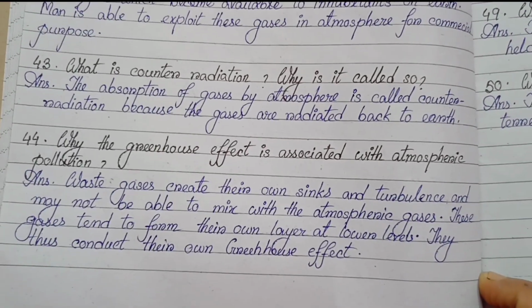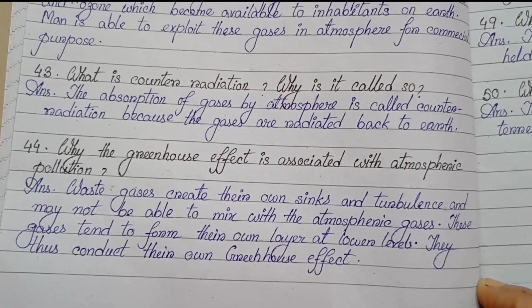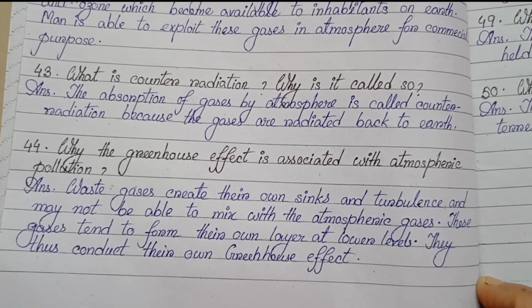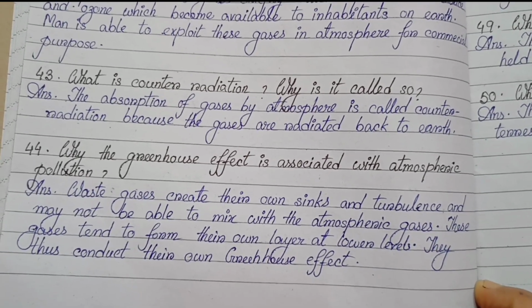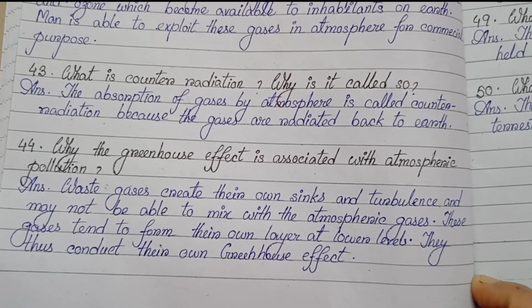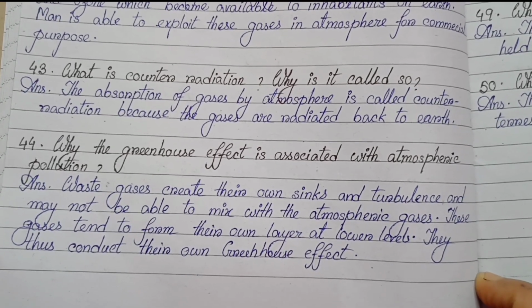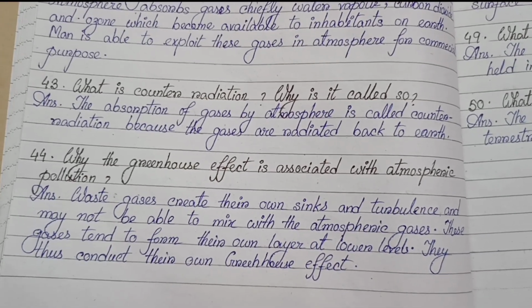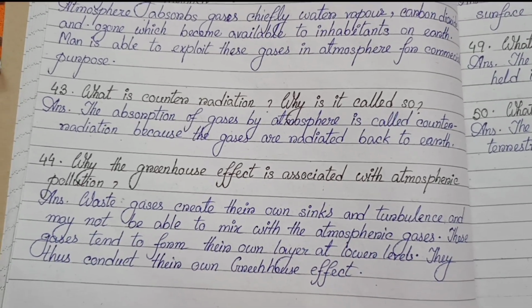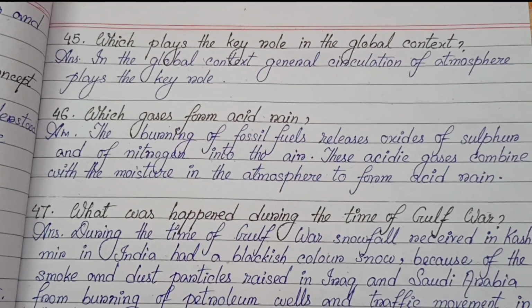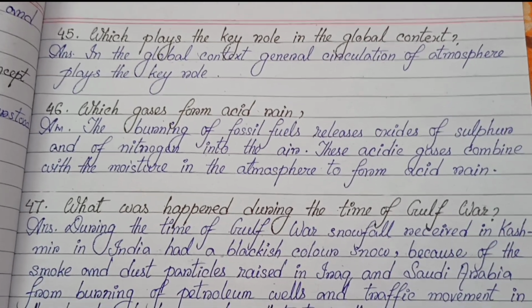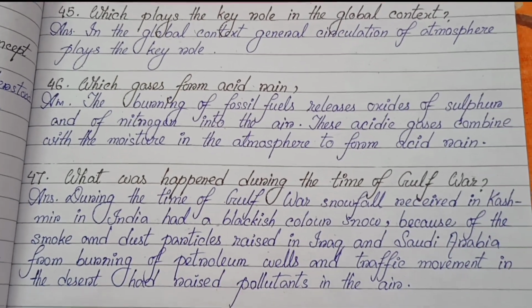Number 44. Why is greenhouse effect associated with atmospheric pollution? Waste gases create their own sinks and turbulence and may not be able to mix with the atmospheric gases. These gases tend to form their own layer at lower levels. They thus conduct their own greenhouse effect. 45. Which plays the key role in the global context? In the global context, general circulation of atmosphere plays the key role.